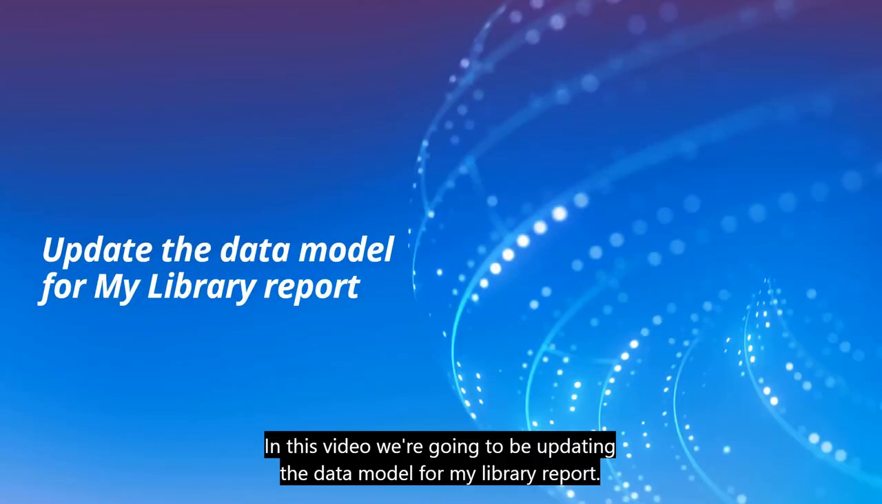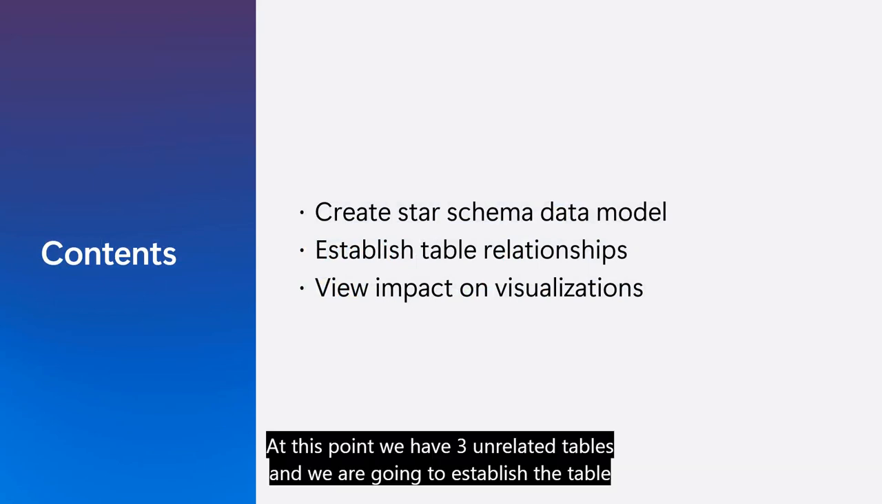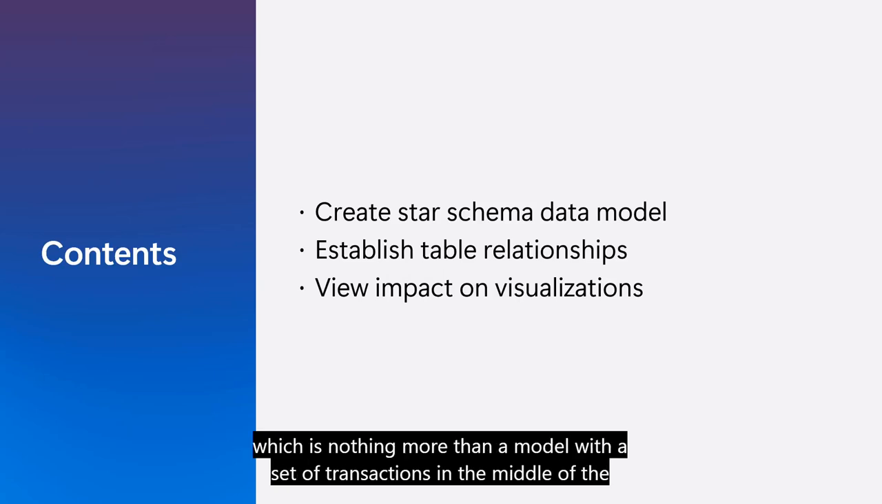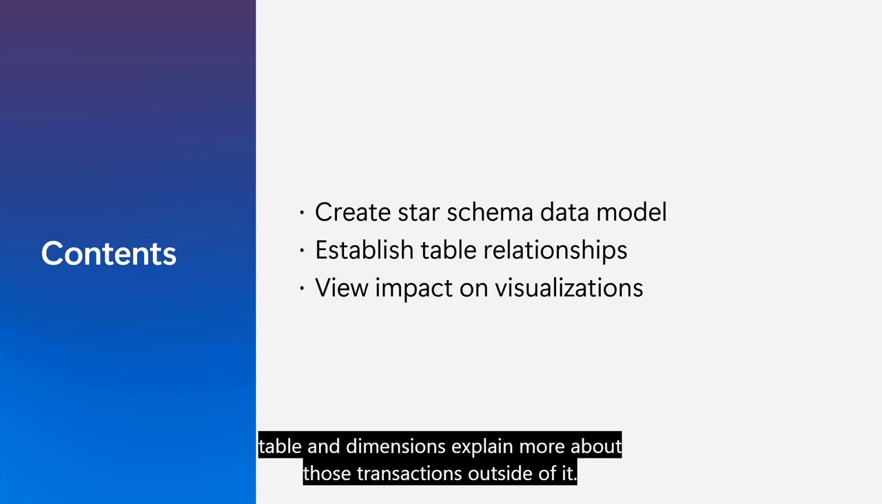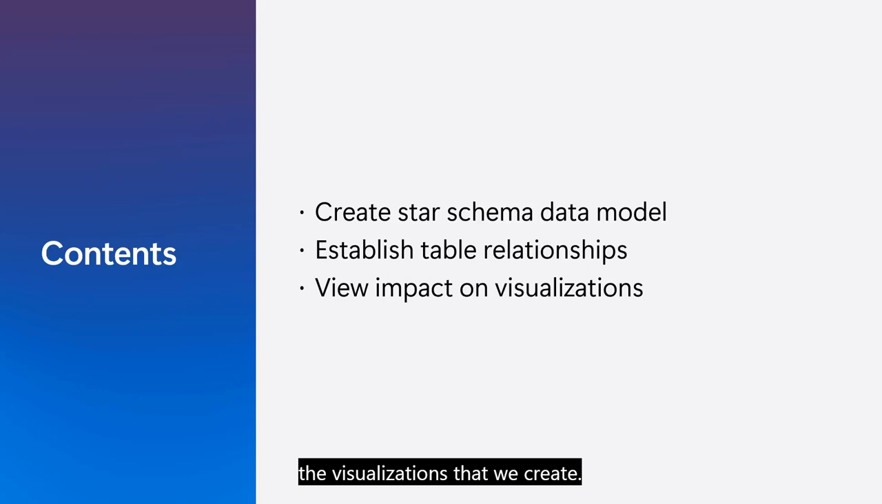In this video, we're going to be updating the data model for My Library report. At this point, we have three unrelated tables, and we are going to establish the table relationships so that we can create a star schema data model, which is nothing more than a model with a set of transactions in the middle of the table and dimensions explaining more about those transactions outside of it. We'll also see that bringing in the relationships has a profound effect on the visualizations that we create.